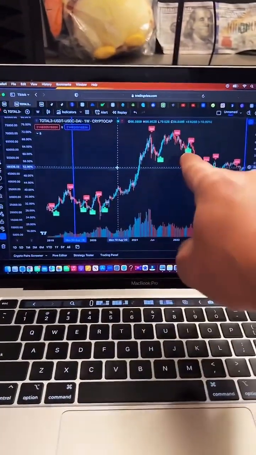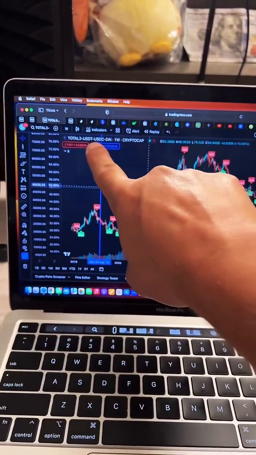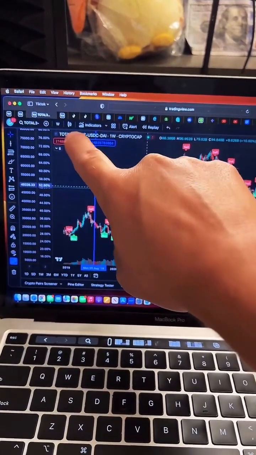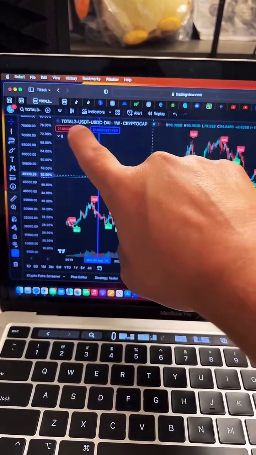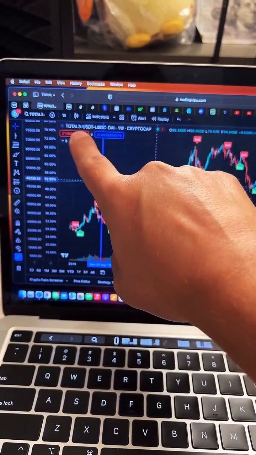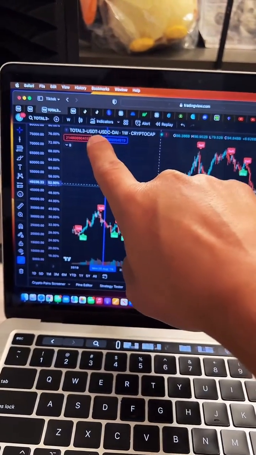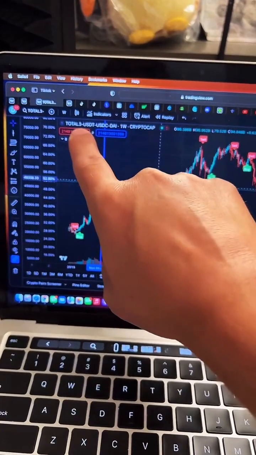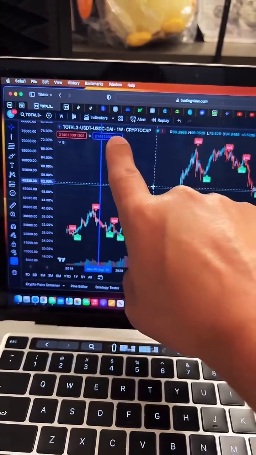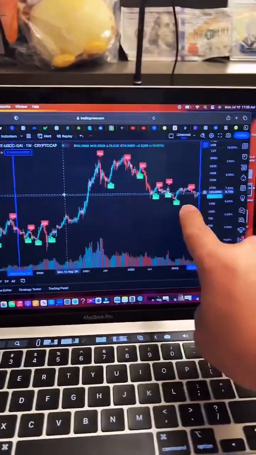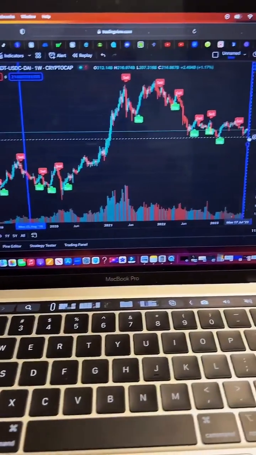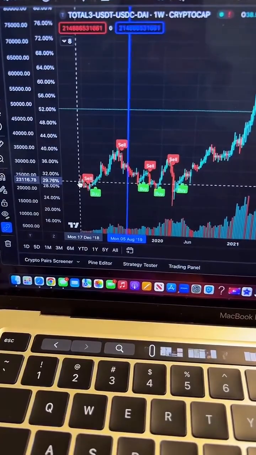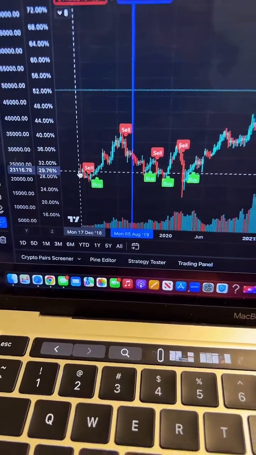What we're looking at here is Total 3 minus Tether, minus USDC, minus DAI. Total 3 is the total crypto market cap of altcoins. I subtracted Tether and USDC and DAI, so it is just altcoins. I got rid of the stable coins. And here we are today. This particularly goes back to December 17th, 2018.